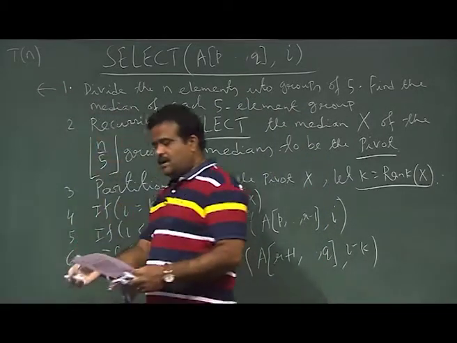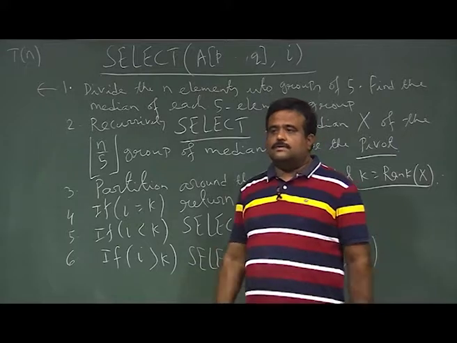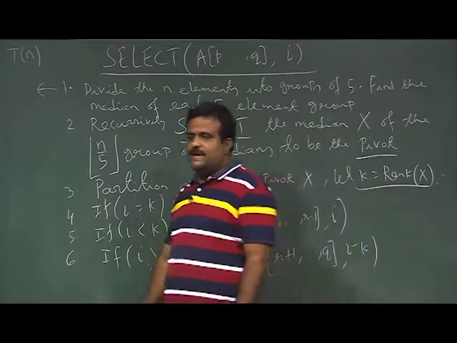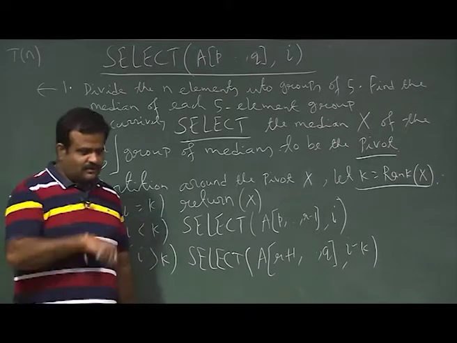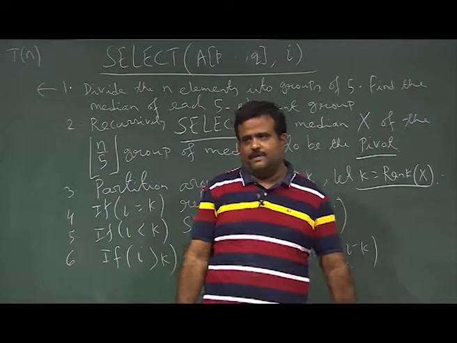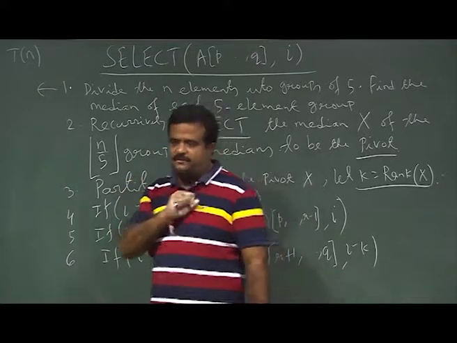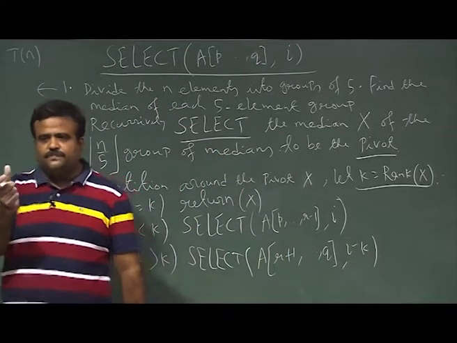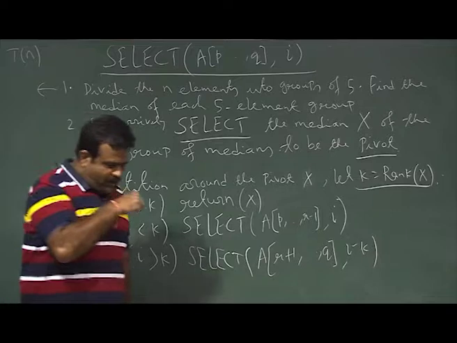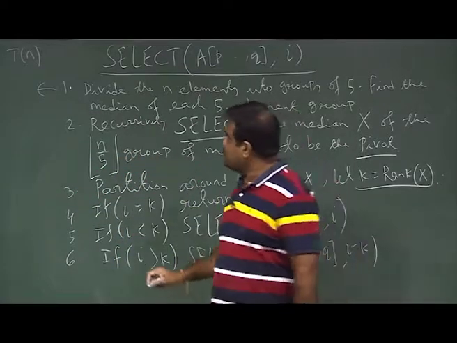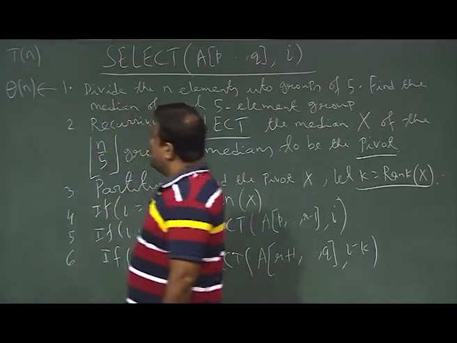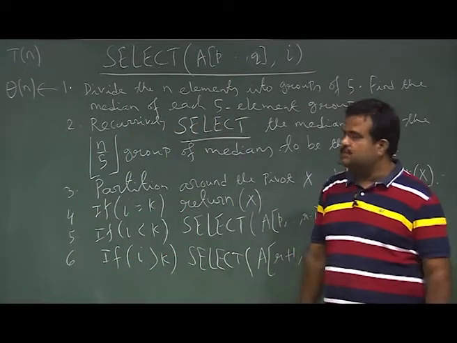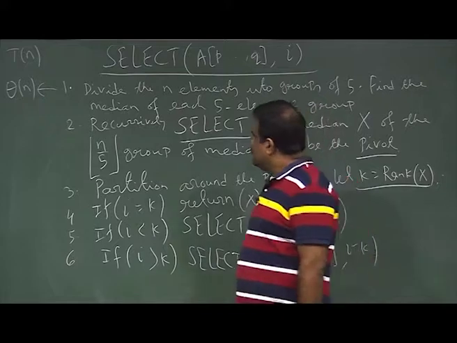So, we have n elements, and we are dividing into 5-element groups. How many groups? n by 5, and in each group we are finding the median. We can just sort these 5 elements. Only 5 elements, so this will take constant time. There are n by 5 such groups, so this is theta of n.